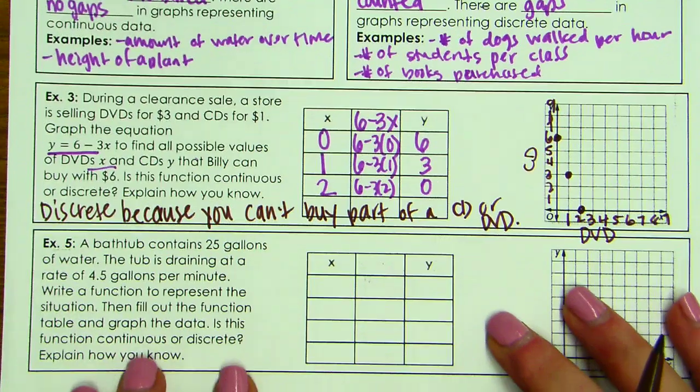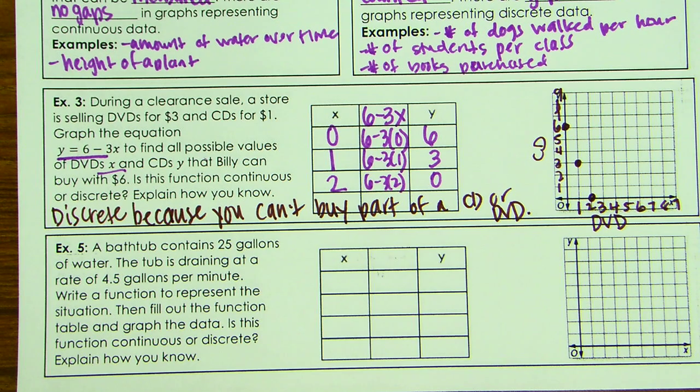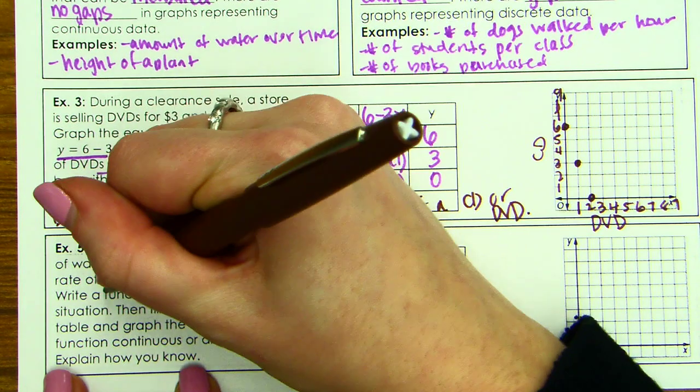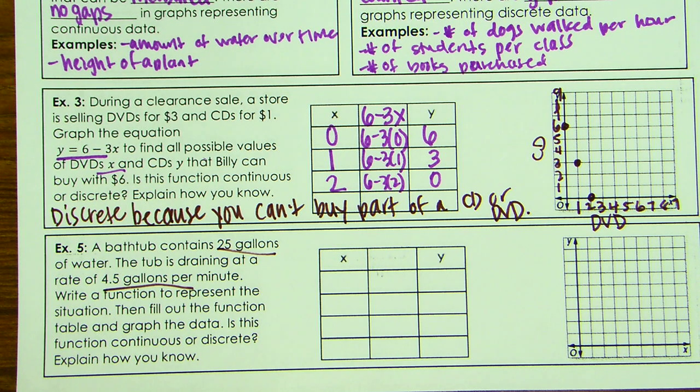Okay, let's move on to the last example. The last one is example 5. A bathtub contains 25 gallons of water. The tub is draining at a rate of 4.5 gallons per minute. Write a function to represent the situation, then fill out the function table and graph the data. Is this function continuous or discrete? Explain how you know. So let's fill out the table first.